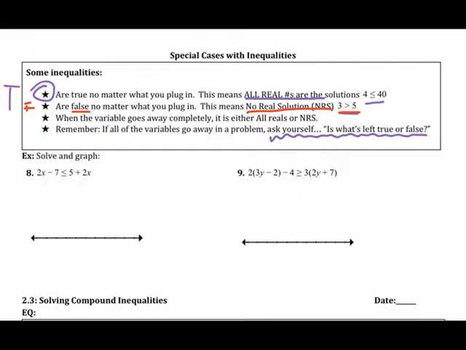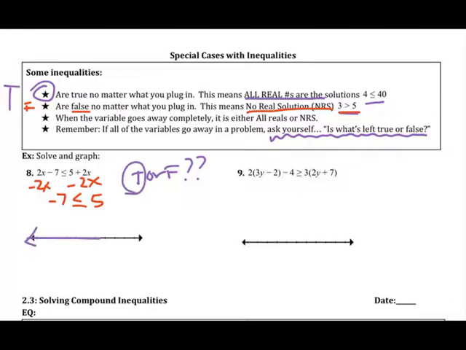On number 8, if I subtract 2x on both sides, I'm left with -7 is less than or equal to 5. So all my variables go away, and I'm asking myself, is this true or false? Is -7 less than or equal to 5? Well, it's not equal to, but is it less than? Is -7 less than 5? Yes, this is true. What that means is every single number on the number line would work. So when I graph that, I'm just going to graph the entire number line.